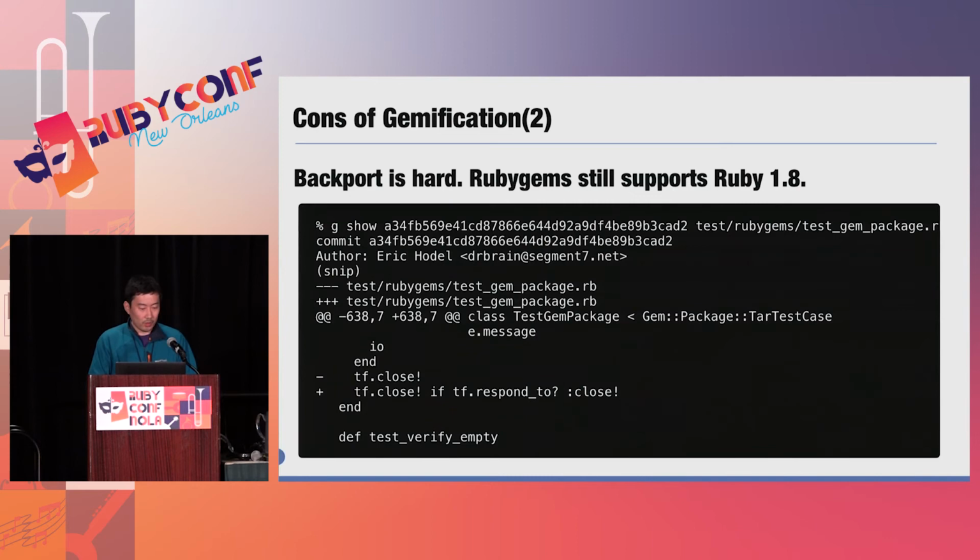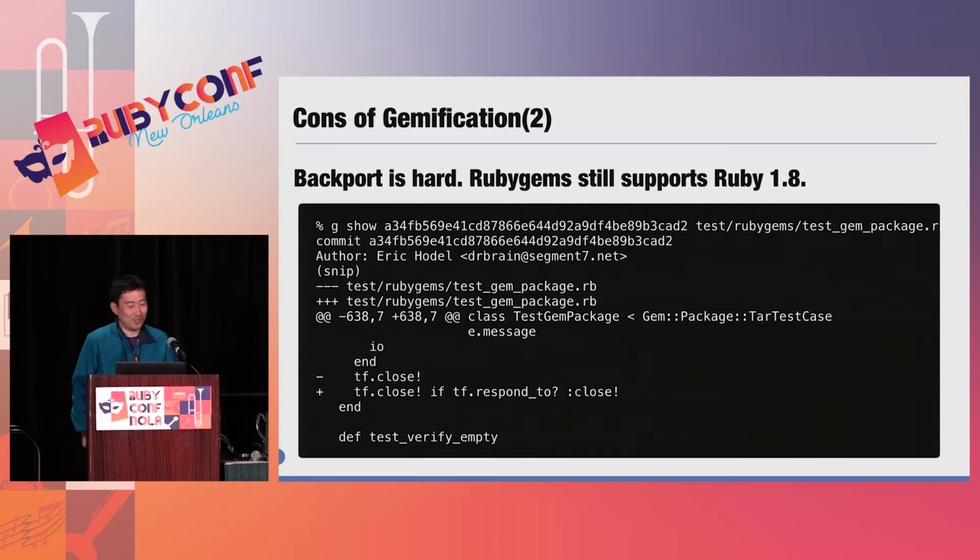For example, RubyGems still supports Ruby 1.8. It's a rarity. When you try to make a change to RubyGems, you need to write code that works even with Ruby 1.8 in 2017. This is very, very hard work. For example, Ruby 1.8 cannot use the Tempfile close! method, so we need to detect it or use the respond_to? method.